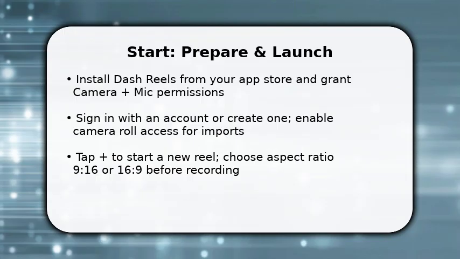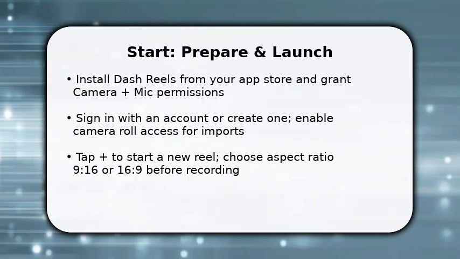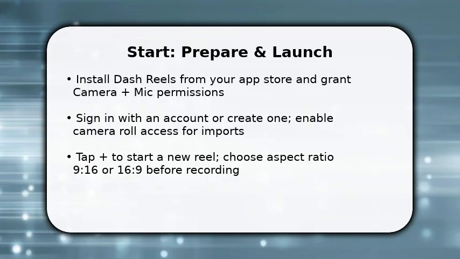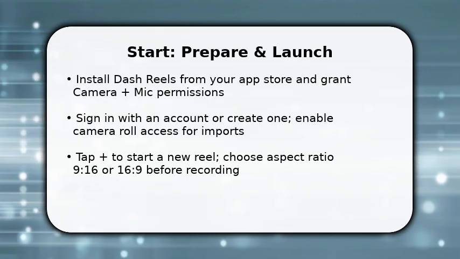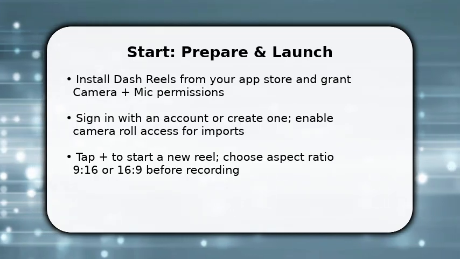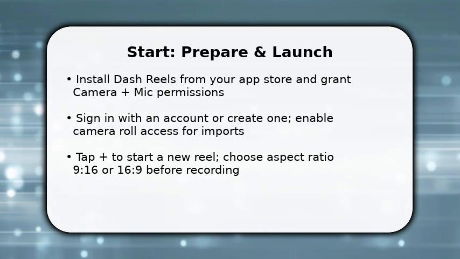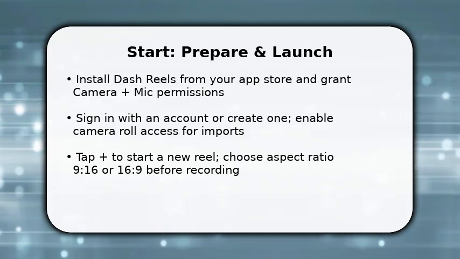Tap the plus button to create a new reel and set the aspect ratio. Pick 9:16 for vertical or 16:9 for widescreen. Make sure you allow camera roll access if you want to import clips. Now position the phone, frame your first shot, and press record to capture your opening clip.